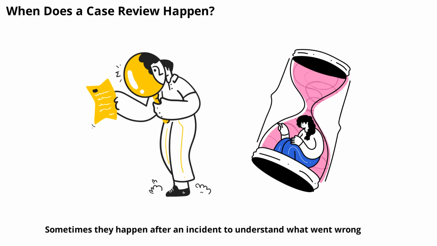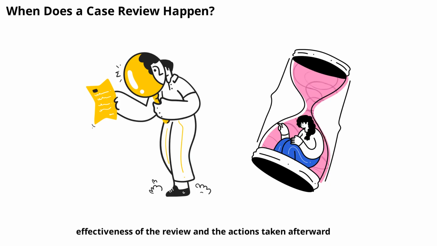Case reviews can occur at different stages depending on the situation. Sometimes, they happen after an incident to understand what went wrong. Other times, they're scheduled regularly to monitor ongoing cases or performance. In legal cases, reviews might be triggered by appeals or new evidence. The timing is important because it can influence the effectiveness of the review and the actions taken afterward.